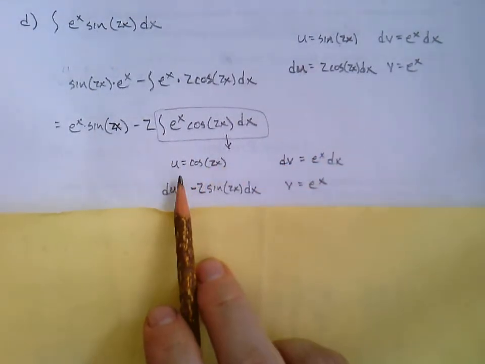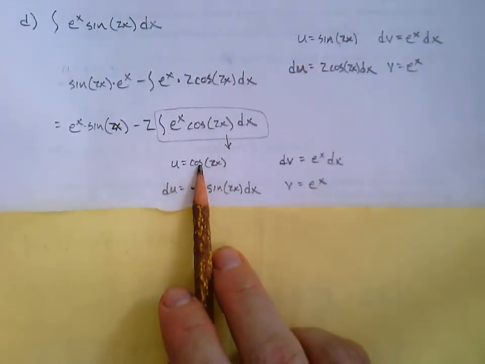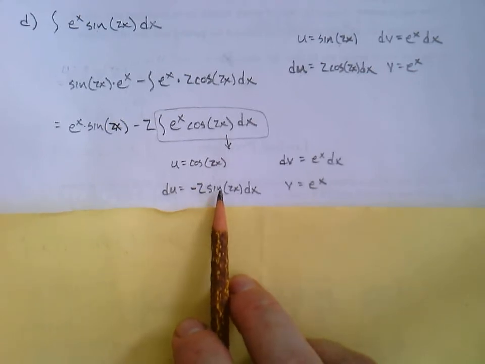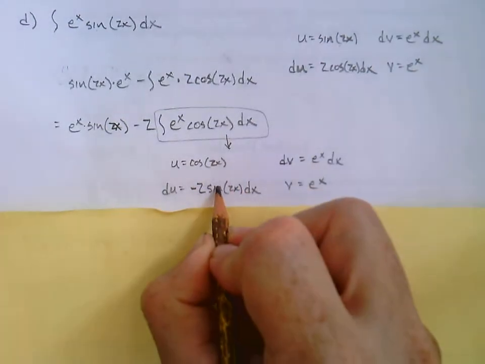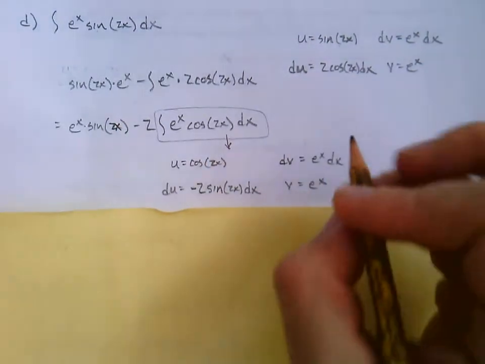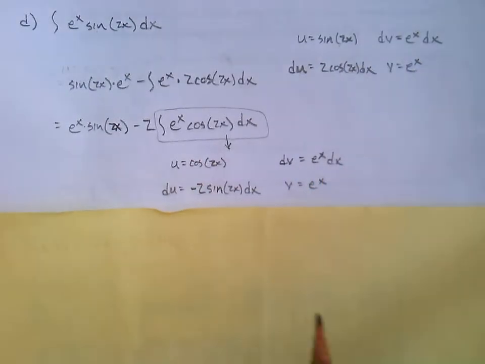So what is du? Well, take a derivative, right? And cosine goes to negative sine. So this becomes negative 2 sine 2x. And here, well, it's the same antiderivative. Just v equals e to the x again. Okay. So let's see how this plays out.